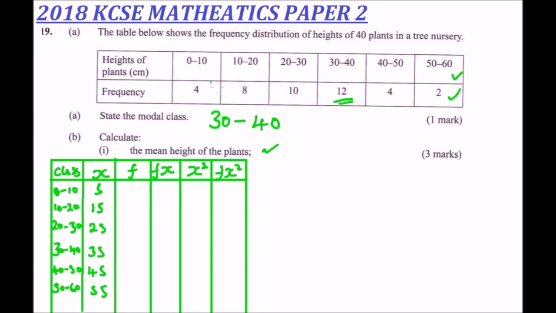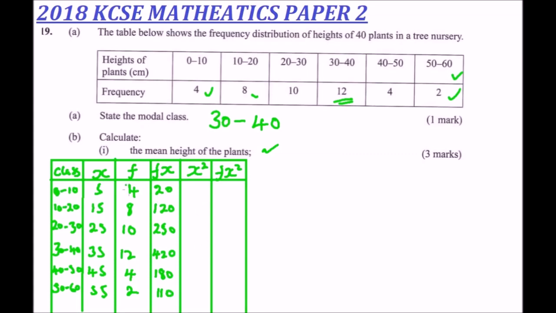Then the frequencies, these are the frequencies that we have been given. The frequency here is 4, then 8, 10, 12, 4, and 2. Then we multiply f by x. So 5 multiplied by 4 gives us 20. 15 times 8 gives us 120. 25 times 10 gives us 250. 35 multiplied by 12 gives us 420. 45 times 4 gives us 180. Then 55 times 2 gives us 110.